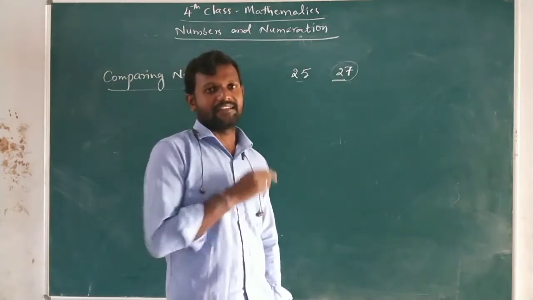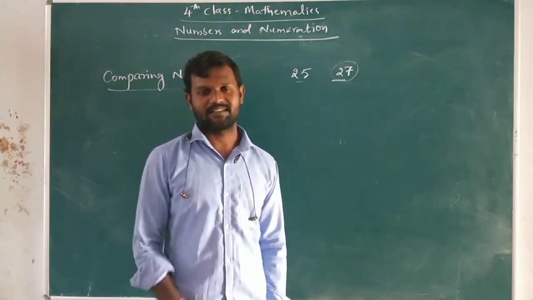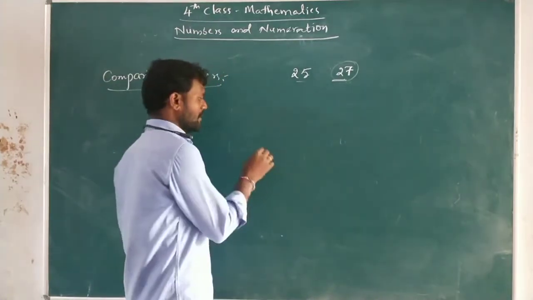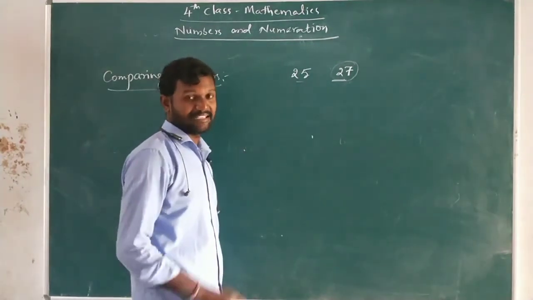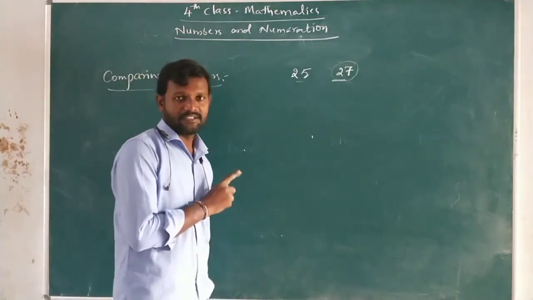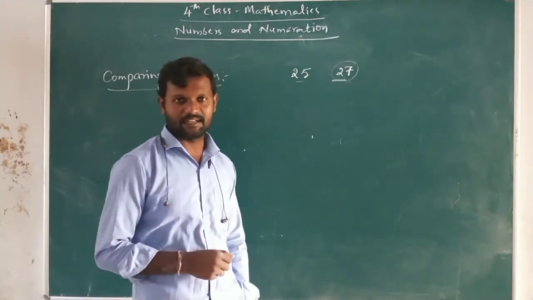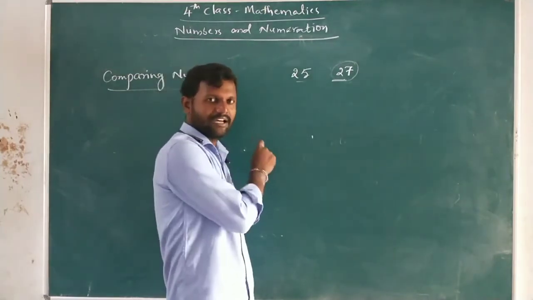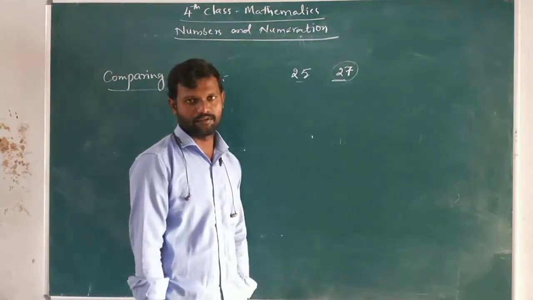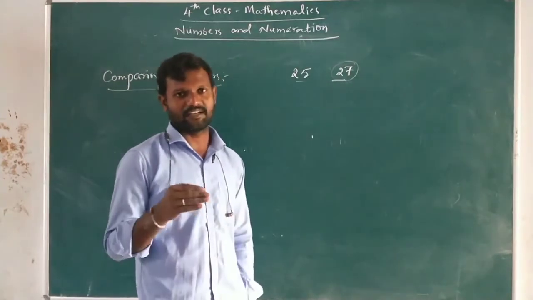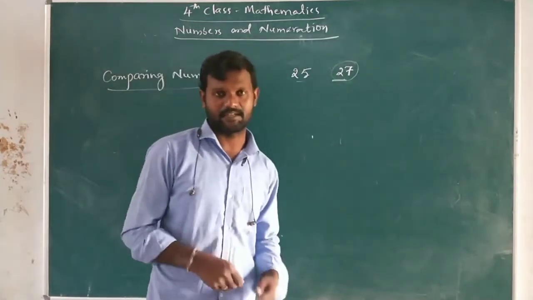Next, similarly, writing the order, either ascending order or descending order. What do ascending order and descending order mean? Writing numbers in order from smaller number to bigger number is ascending order. Descending order means we arrange numbers from bigger number to smaller number. We will discuss these in the second exercise.